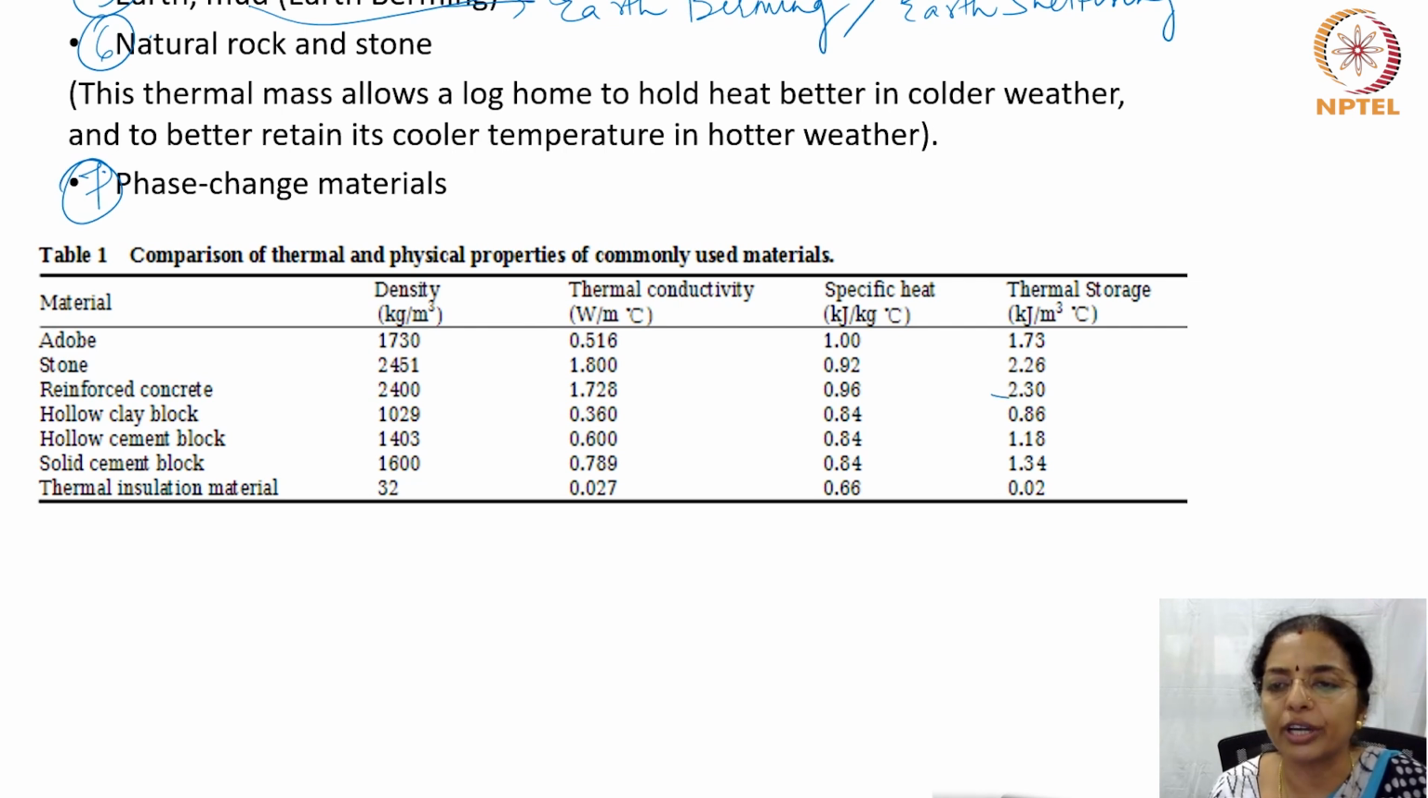So reinforced concrete, brick, stone, they have high thermal storage capacity, whereas thermal insulation has very poor heat storage capacity. And you can see hollow clay brick also has low thermal mass compared to solid bricks.